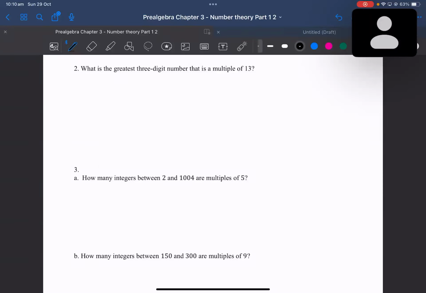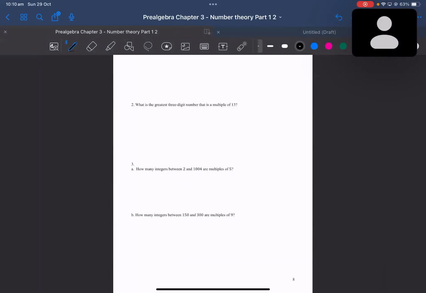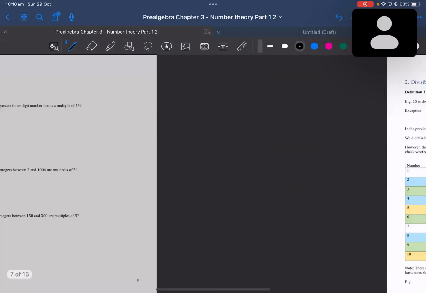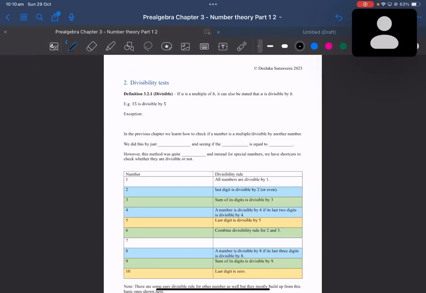Right, we'll leave the challenges for now. We'll go to the content now. I'm going to go to divisibility tests.